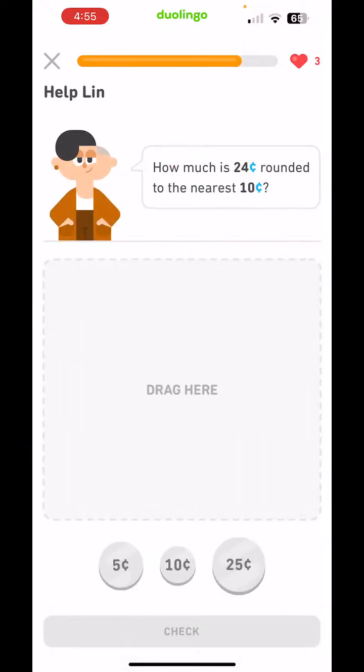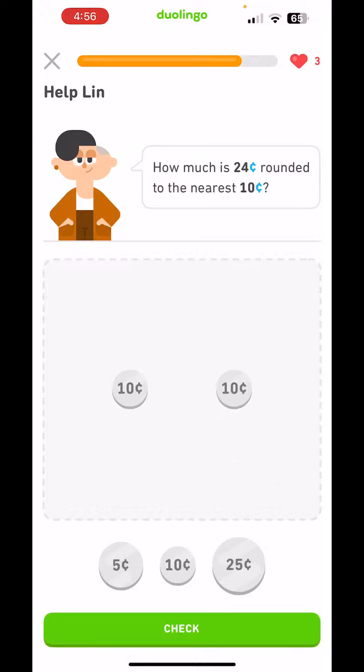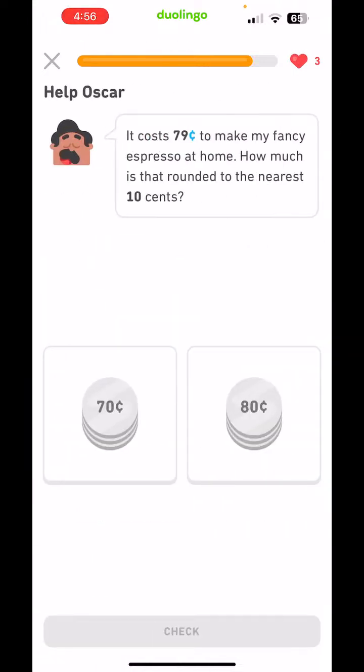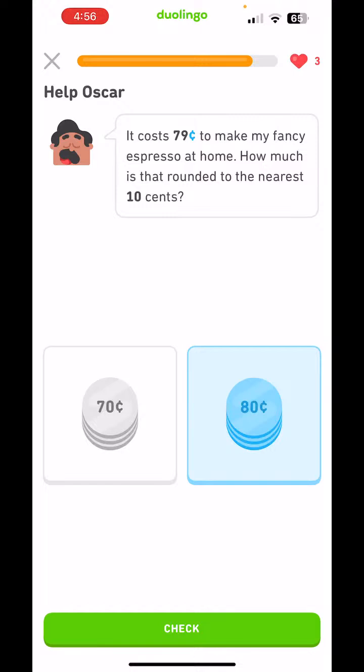How much is 24 cents rounded to the nearest tenth? Okay, let's see, if we have 24 cents rounded to the nearest tenth, it's either 20 or 30. 24 is closer to 20. So I would say 2 dimes, 20 cents. It costs 79 cents to make my fancy espresso at home. How much is that rounded to the nearest 10 cents? So that would be 80 cents because 79 is closer to 80 than it is to 70.